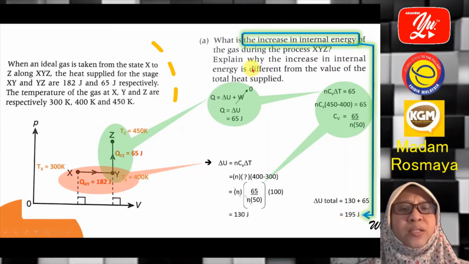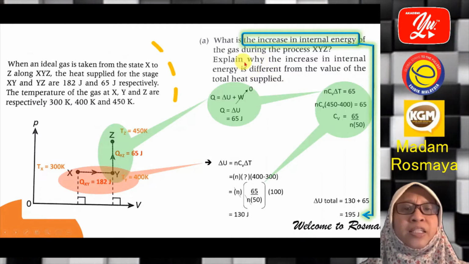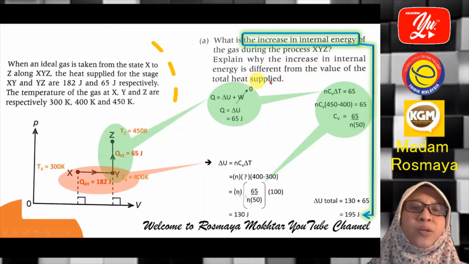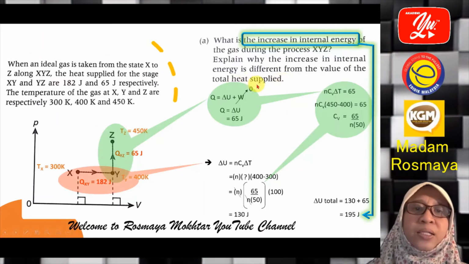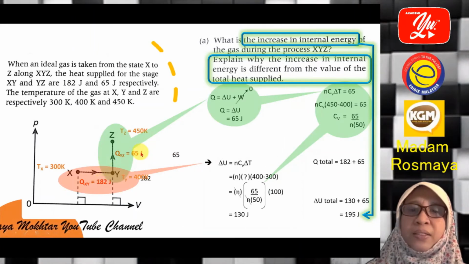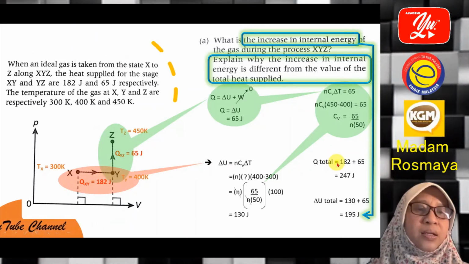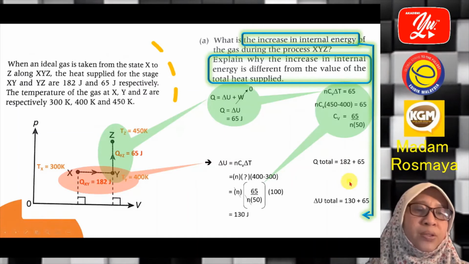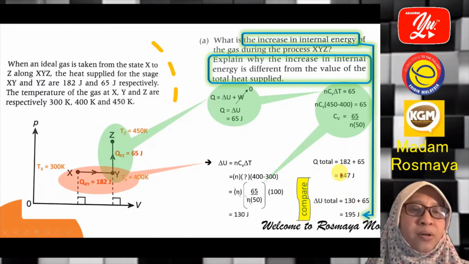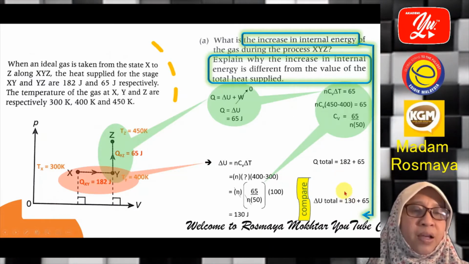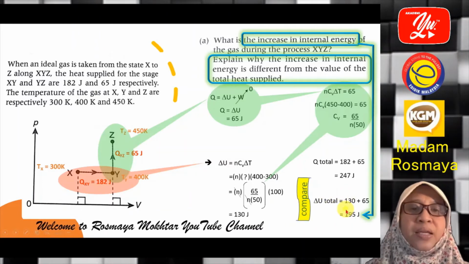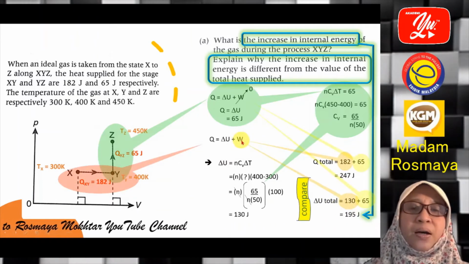Next we are going to explain why the increase in internal energy is different from the value of the total heat supplied. So what is the total heat supplied? The total heat supplied here is 182 plus 65, so the total heat is 247. Comparing these two values, they are different, right? The total heat is larger in value compared to the internal energy. So why does this happen? This happens because of the work done.